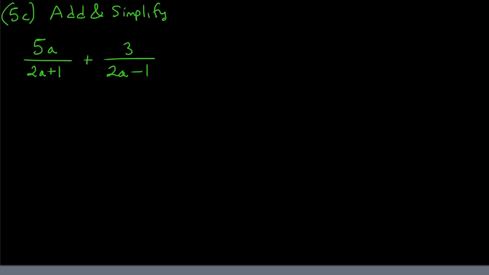Let's go on to 5c. Okay, 5c, add and simplify 5a over 2a plus 1 plus 3 over 2a minus 1. Okay, so it's pretty much done the same way. Step 1, what's the least common denominator?